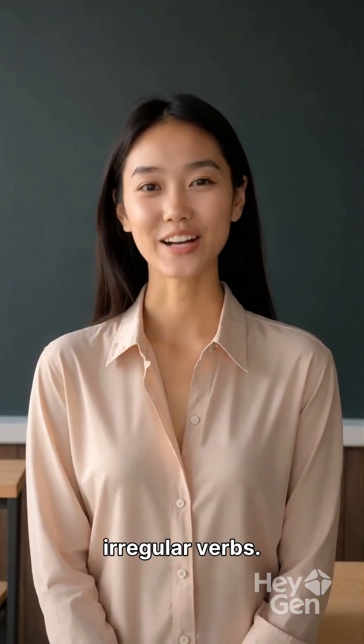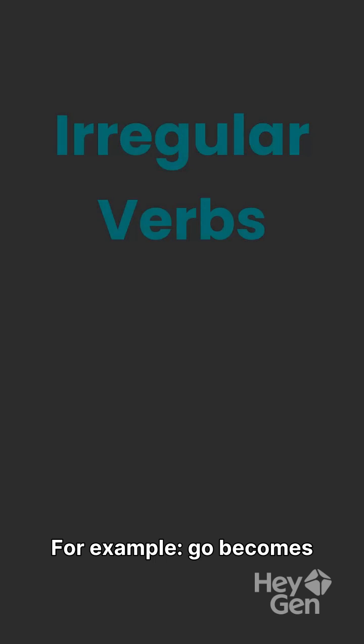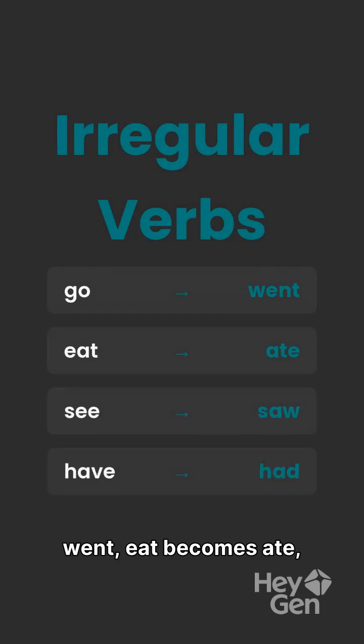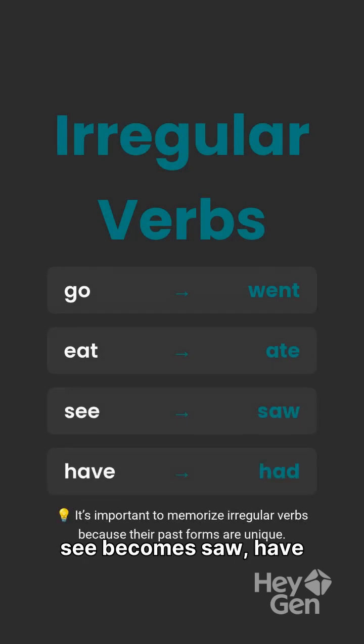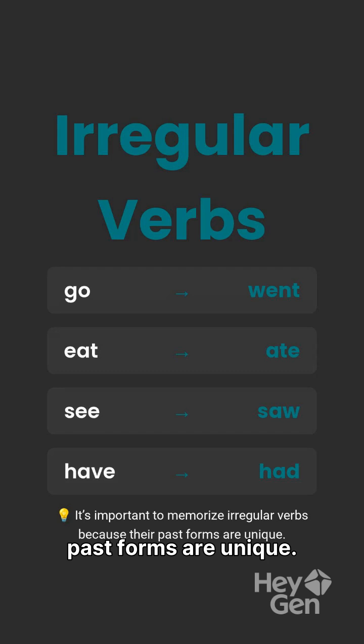Now let's talk about irregular verbs. Irregular verbs do not follow the ed rule. They change completely. For example, go becomes went, eat becomes ate, see becomes saw, have becomes had. It's important to memorize irregular verbs because their past forms are unique.